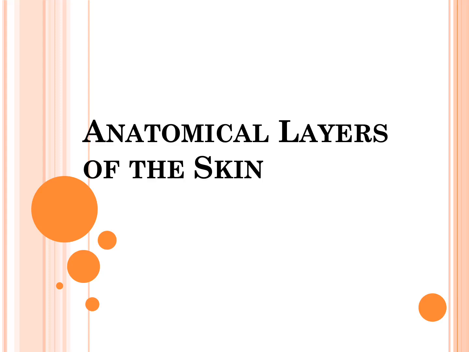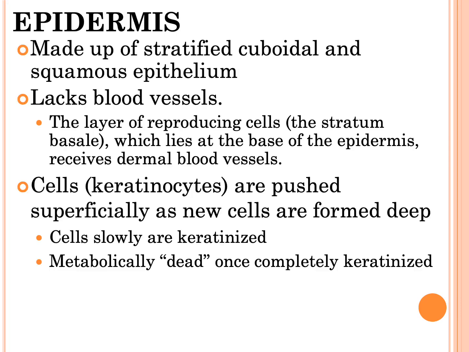So let's go ahead and take a look at the anatomical layers of the skin. We have three distinct layers that we're going to be looking at: the epidermis, the dermis, and then the hypodermis. Within each one, we'll look at specific structures that we'll find within them and the overall function of each of these layers.